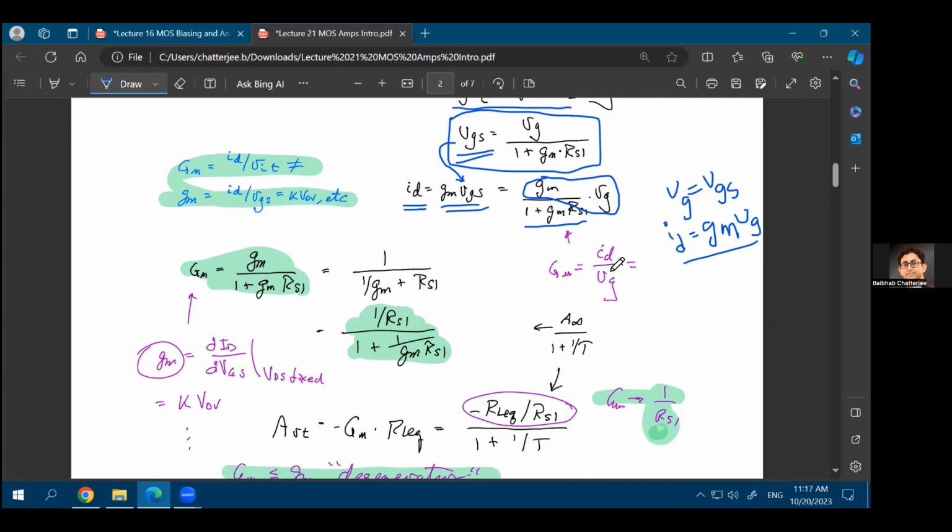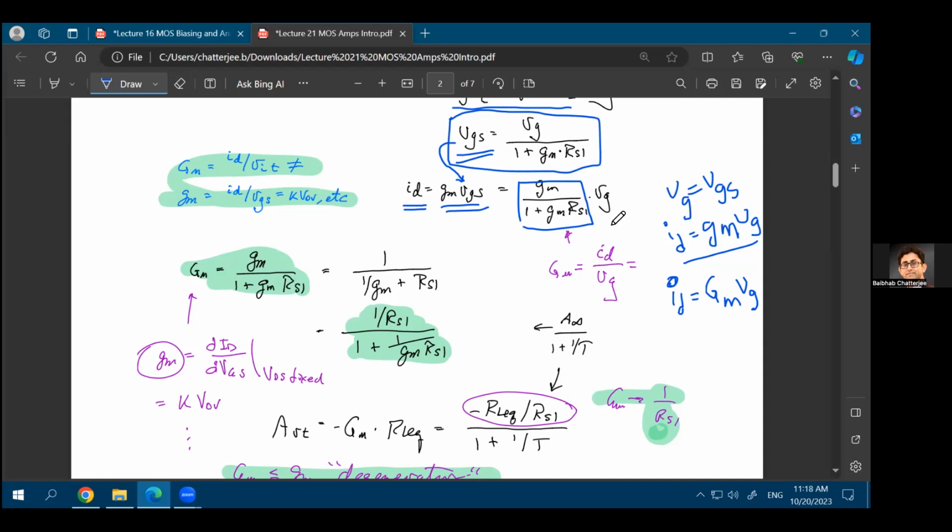Okay. So from this particular equation, you can also represent it in the form of ID equal to capital GM times VG, and your capital GM will basically be this GM divided by 1 plus GM RS1. So this is your modified GM.